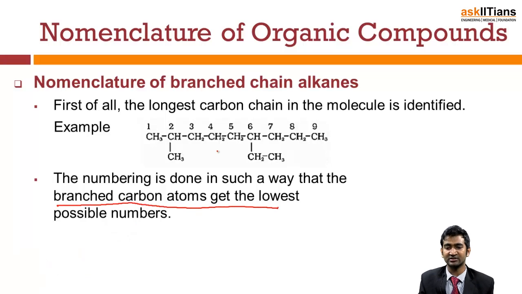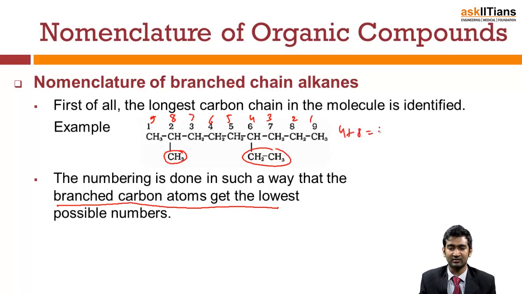So here you can see, I have one branch here, one branch here, right? This is getting 2 and 6, so 6 plus 2 is equal to 8. If I would number it the other way, in reverse order, 1, 2, 3, 4, 5, 6, 7, 8, 9, then it would be 4 plus 8, the branch one, so that is 12. That is not the lowest. So if two branches are present, you have to number in such a way that the sum of those numbers is the lowest.